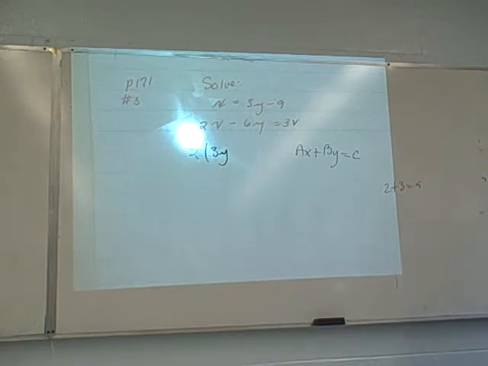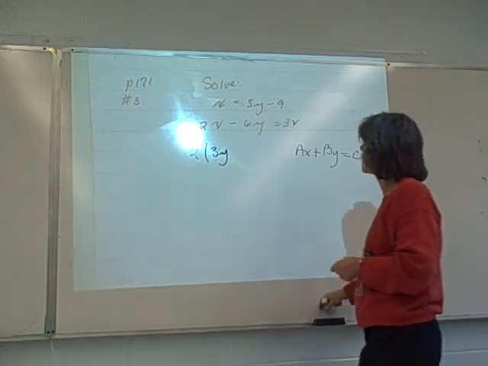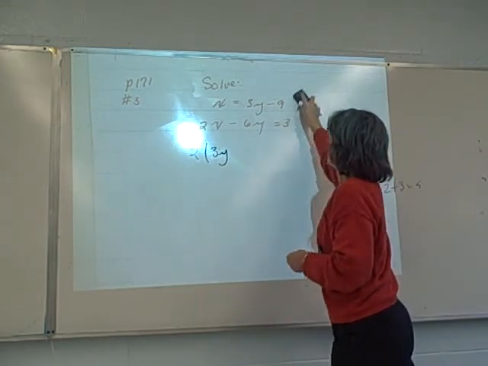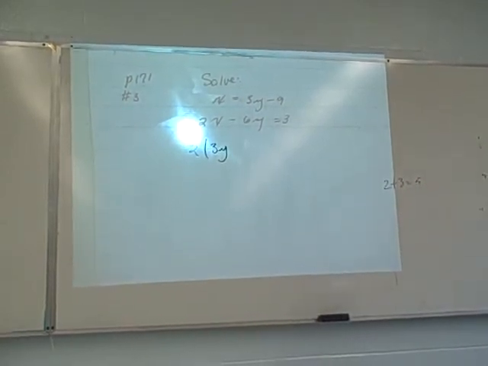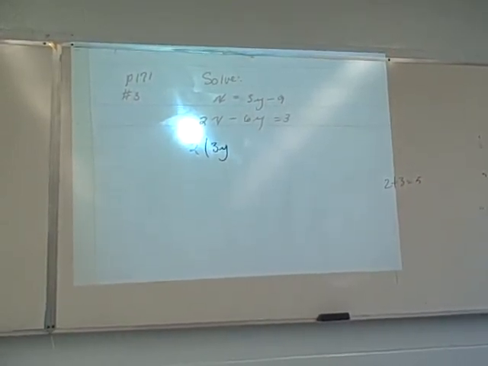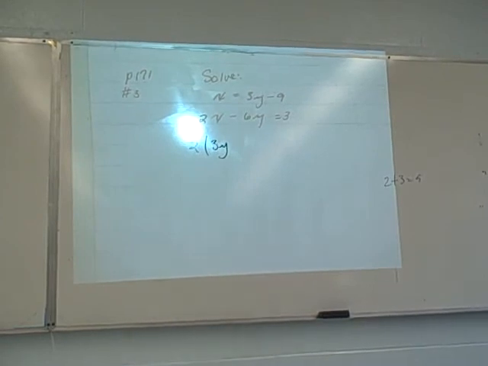Okay, let's check this out. I got 6y subtract 6y is 0. Negative 18 equals 3. Let's see what happens.